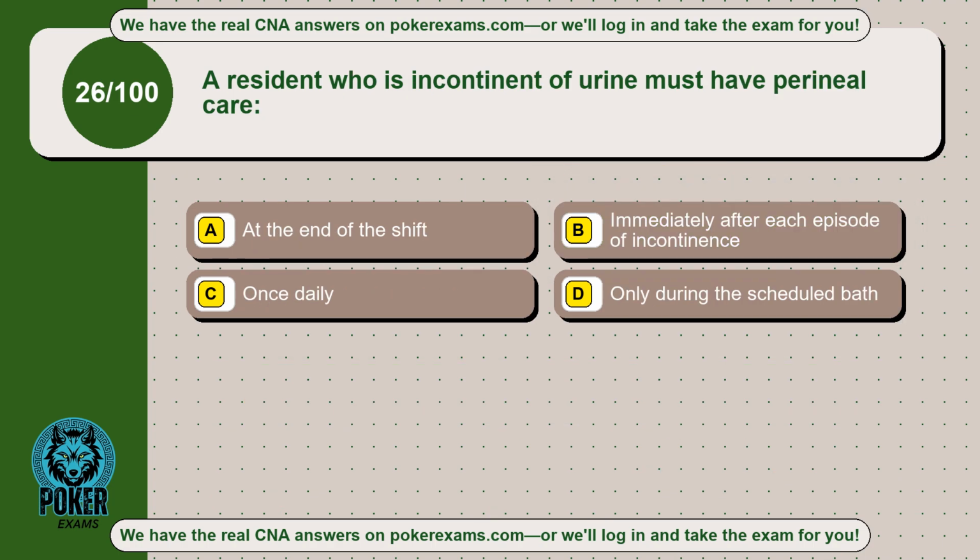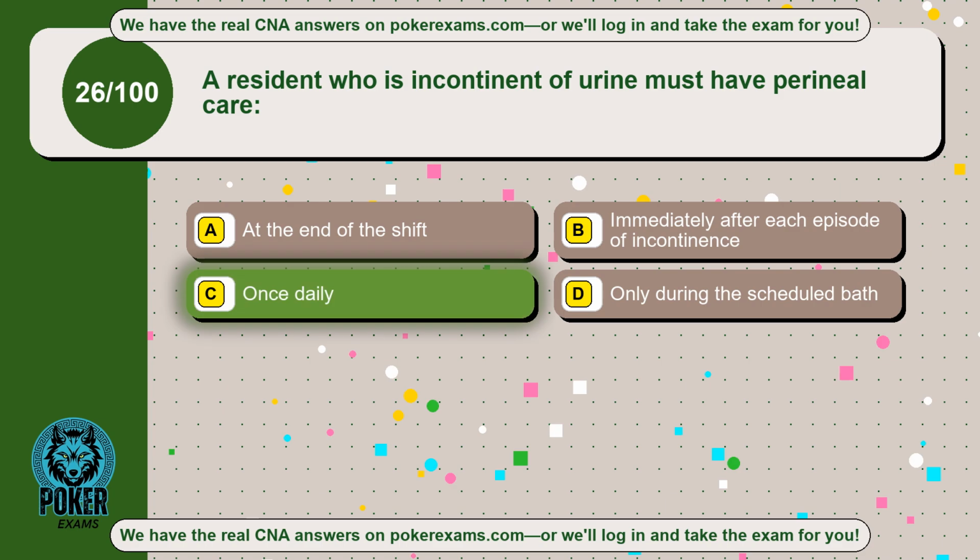Question 26. A resident who is incontinent of urine must have perineal care: Option A. At the end of the shift. Option B, immediately after each episode of incontinence. Option C. Once daily. Option D. Only during the scheduled bath.